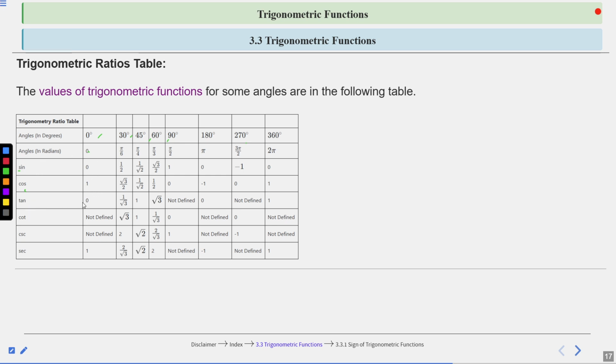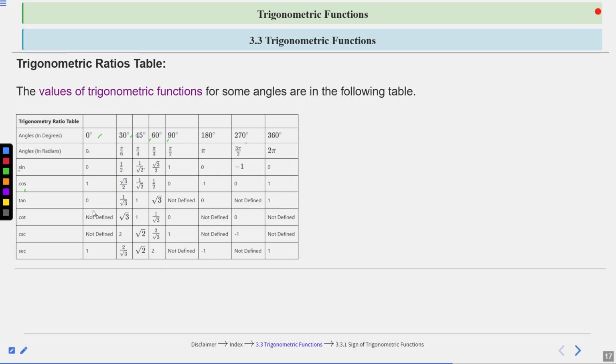Now for tan, you just need to divide sine upon cos. Tan 0 is 0 because 0 upon 1 is 0. Tan 30 degrees is 1 by root 3, because when you divide 1 by 2 with root 3 by 2, it will be 1 by root 3. Tan 45: sine 45 is 1 by root 2 and cos 45 is 1 by root 2, so tan 45 is 1. Tan 60 degrees is root 3. Tan 90 is not defined because it will be 1 by 0. When the denominator is 0, it is not defined. Tan 180 degrees is 0. Tan 270 is not defined. Tan 360 degrees is 0.